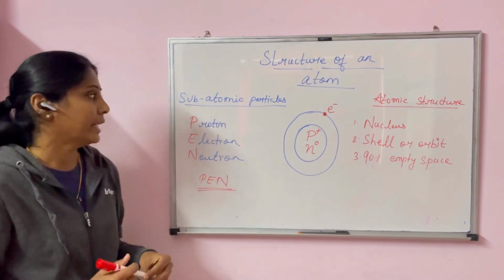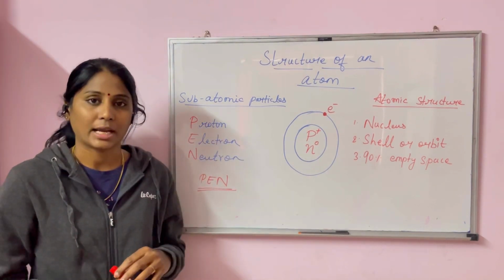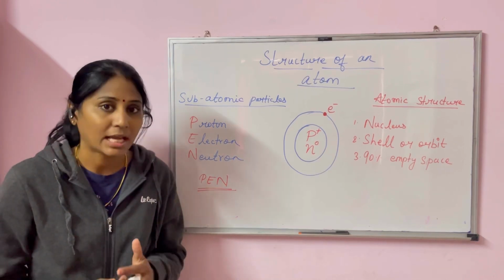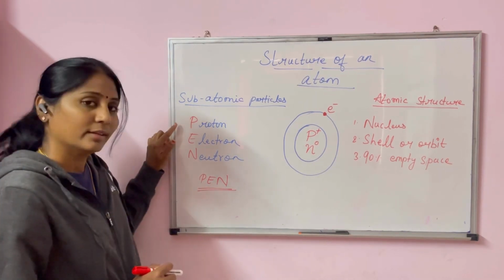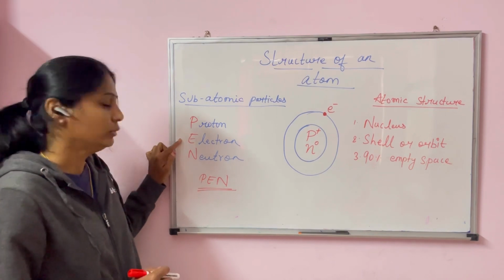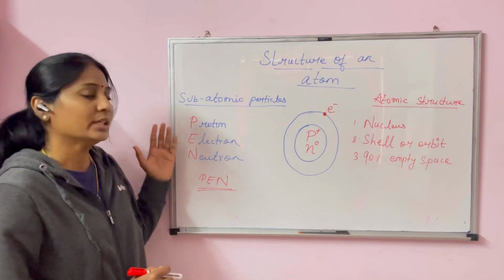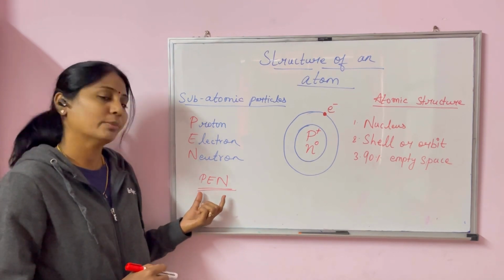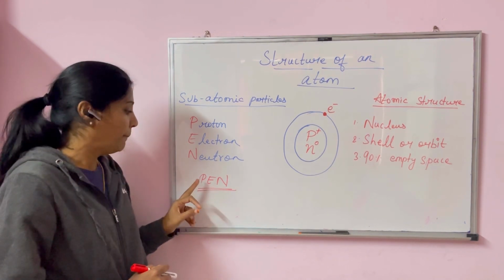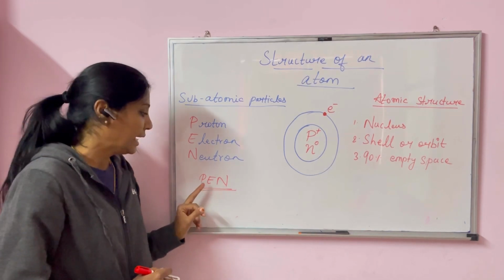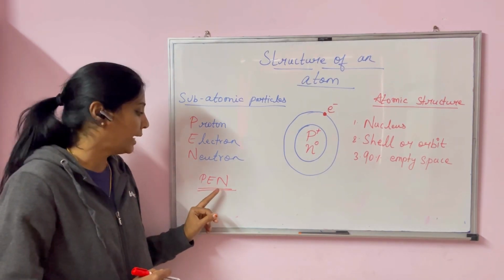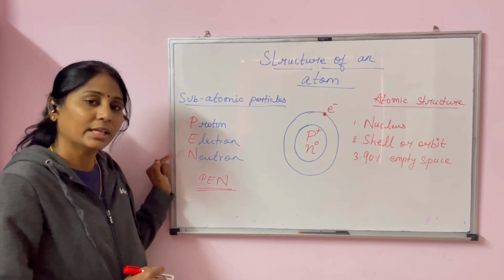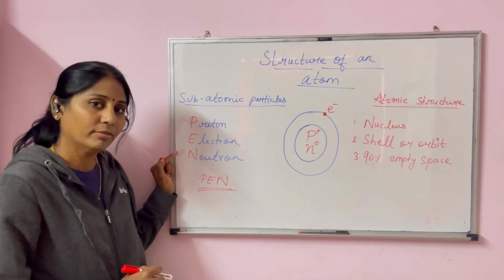Okay. So if you take the subatomic particles of the atom, there are three subatomic particles present inside the atom. Okay. So what are they? That is protons, electrons and neutrons. To remember these subatomic particles, I will give you a simple trick. Just remember the word PEN. Okay. P stands for proton, E stands for electron and N stands for neutron. So these are the three subatomic particles of an atom.